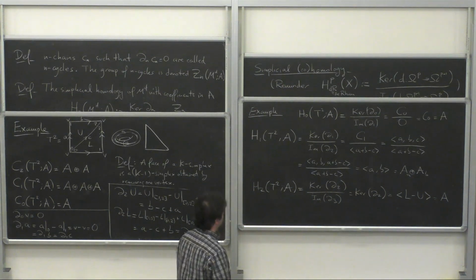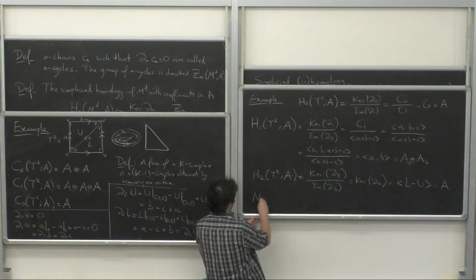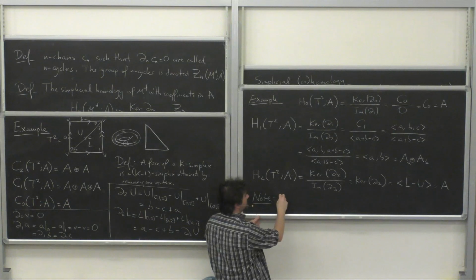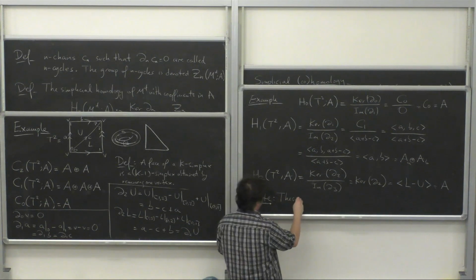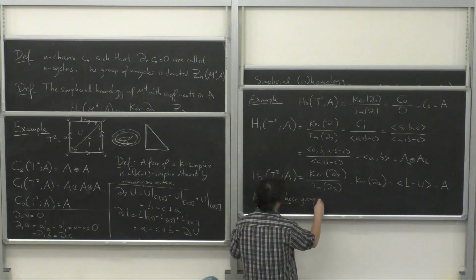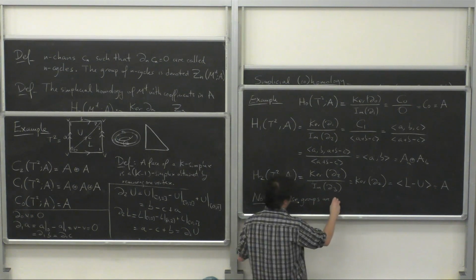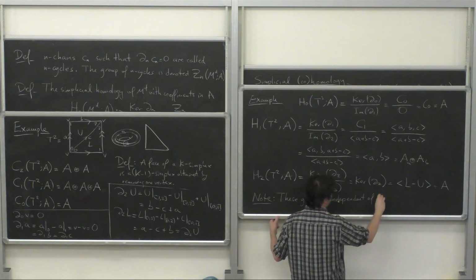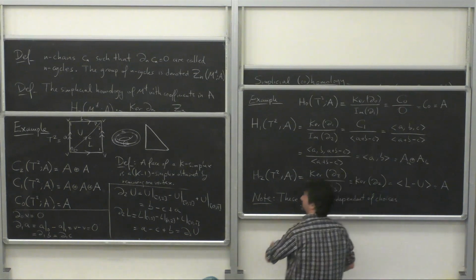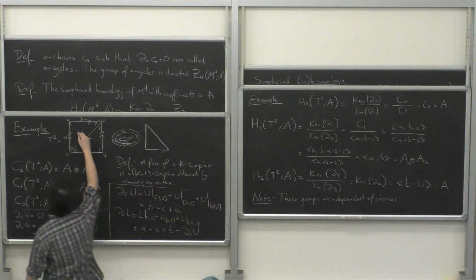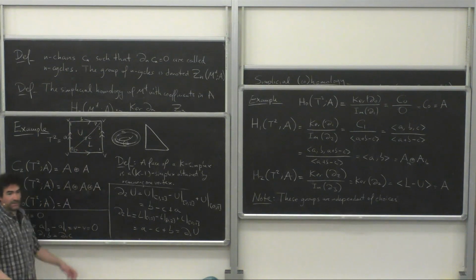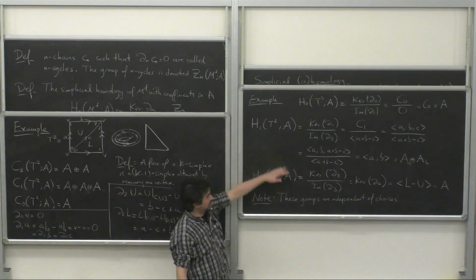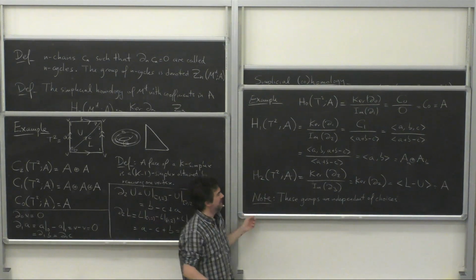Something I'm not going to attempt to prove, but you can look at the details in Hatcher, is that these groups are independent of choices. So I made a choice of triangulation. I could easily have, for example, refined this triangulation in many ways. Then I could have started flipping faces. I could do many things. And Hatcher will show you that this result is independent of that. So it's a robust thing.